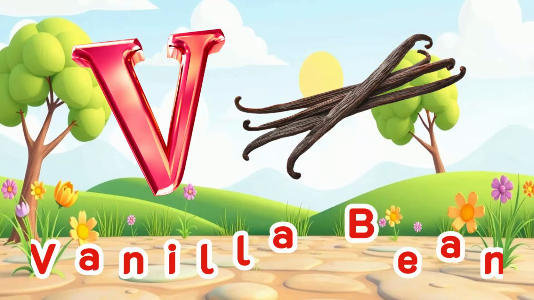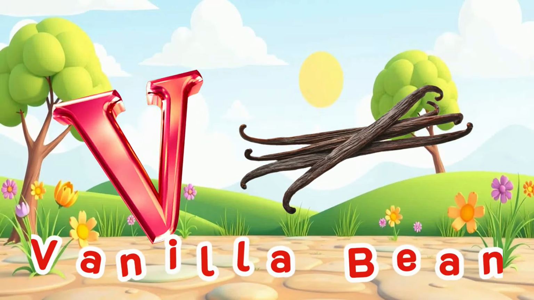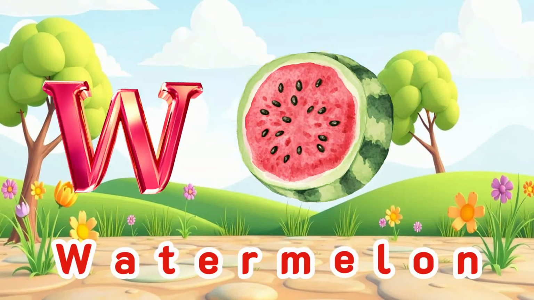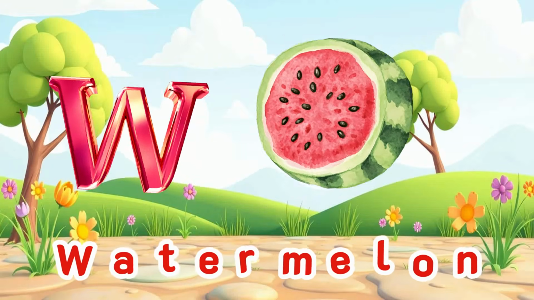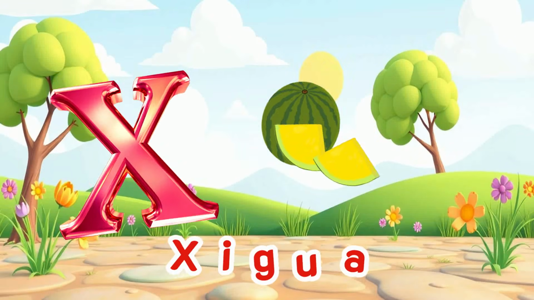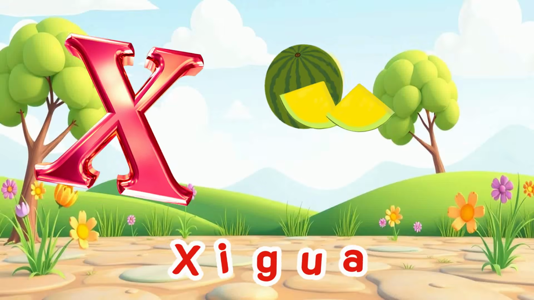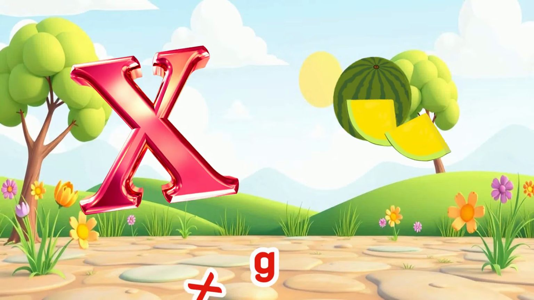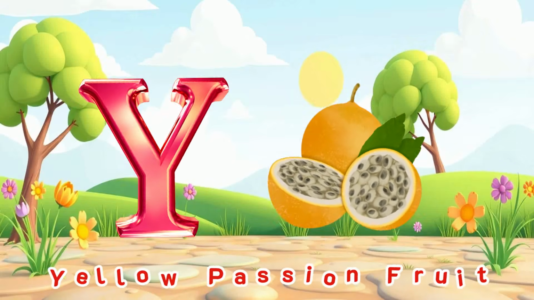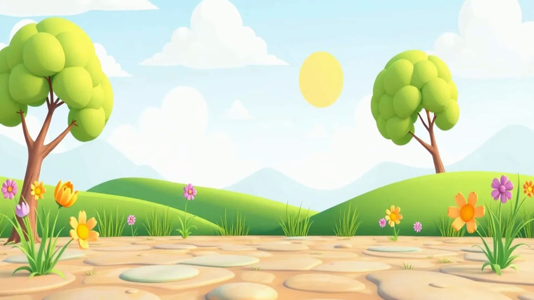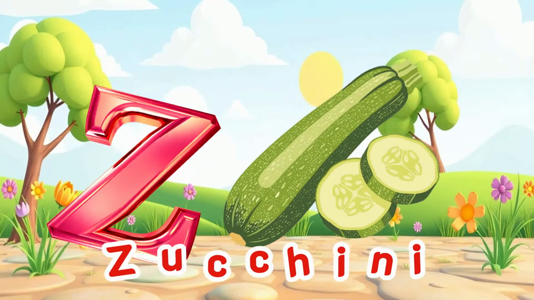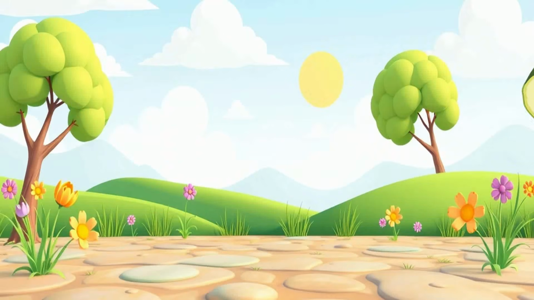V is for vanilla bean. V, vanilla bean. V is for vanilla bean. W is for watermelon. W, watermelon. W is for watermelon. X is for sigua. X, sigua. X is for sigua. Y is for yellow passion fruit. Y, yellow passion fruit. Y is for yellow passion fruit. Z is for zucchini. Z, zucchini. Z is for zucchini.